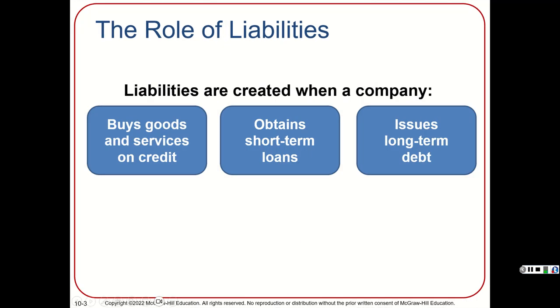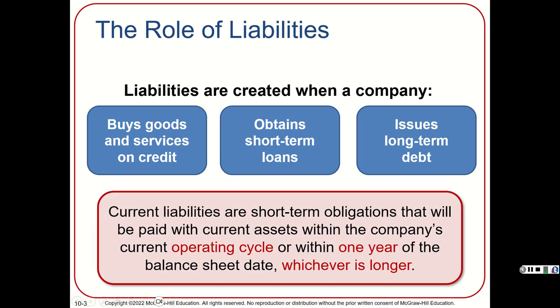So the role in financing a business is to buy the goods and services on credit, obtain short-term loans for possibly some short-term cash needs, and then they could get long-term debt as well. Current liabilities are short-term obligations that will be paid within the current operating cycle, or usually within 1 year of the balance sheet date, whichever is longer.